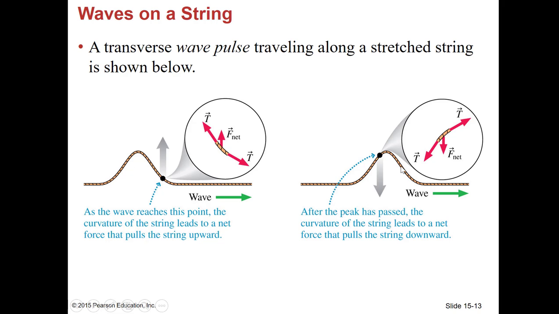We can take a look here. After the peak has passed, the curvature of the string leads to a net force that pulls the string down. If it's pulled down, accelerating down, there has to be a net force down. So although there's tension here and tension here, because of the shape of the string, this point moves back down. As the pulse travels through the string, a point on the string goes up, and then it comes back down, but it doesn't actually go anywhere. The wave passes through it. So for it to move up and move down, there had to be forces on it. Okay, and that's the kind of wave motion we'll focus on in this class.